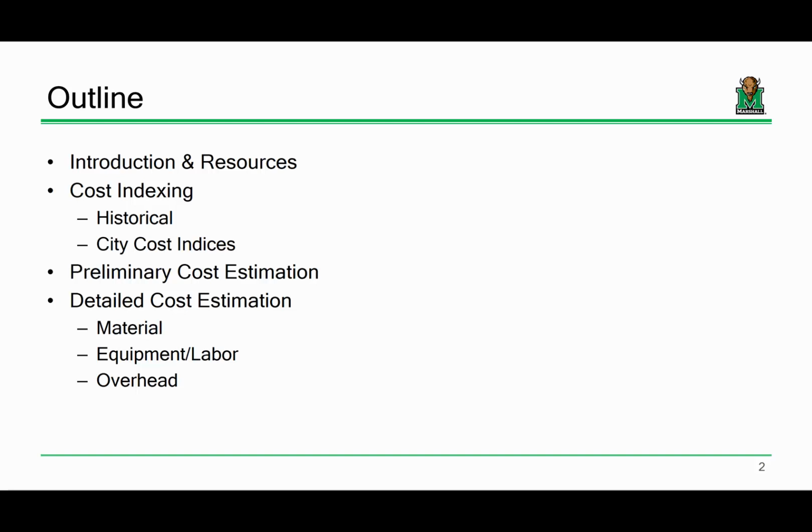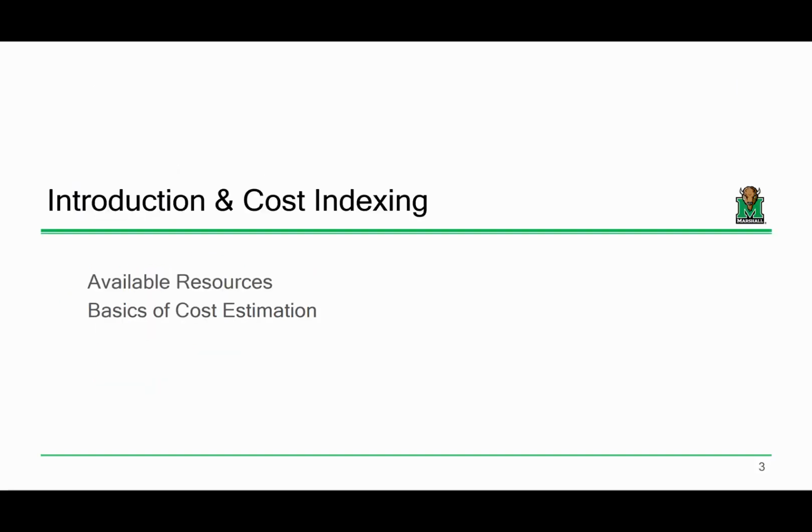What I'm going to be talking about is just the general idea behind cost estimation, getting that out of the way. And then I'll talk about cost indexing. How many of you have heard of cost indexing? Okay, so some of you have, some of you haven't. Specifically, we'll look at historical cost indexing and city cost indexing, which is basically trying to normalize your prices with respect to location and with respect to time. And then look at some preliminary cost estimation and some detailed cost estimation, so you can see where I'm coming from in terms of what you need to prepare for your senior design project.